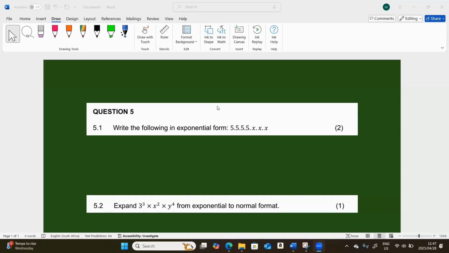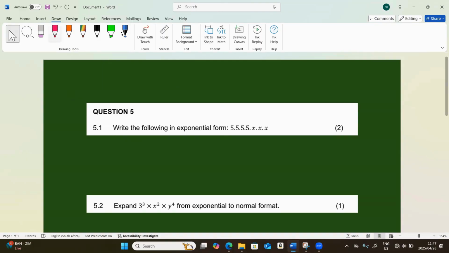Hi there, grade 8. Let's have a look at question 5 of the March 2025 Free State paper. Okay, so let's get going. All right, so question 5, 5.1. Write the following in exponential form.